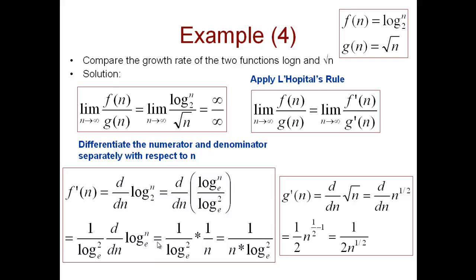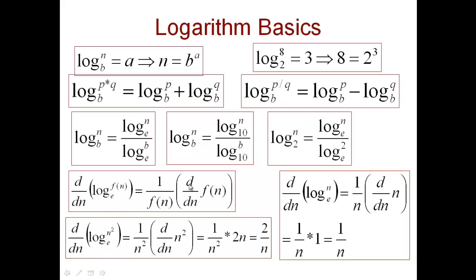Now if you think about this, log 2 to the base e is primarily a constant, because 2 is a constant, e is a constant. So you can take this outside, so this is the denominator, so 1 over log 2 to the base e, and differentiation of log n to the base e with respect to n. Now how would you differentiate log n to the base e with respect to n? We saw this earlier today.